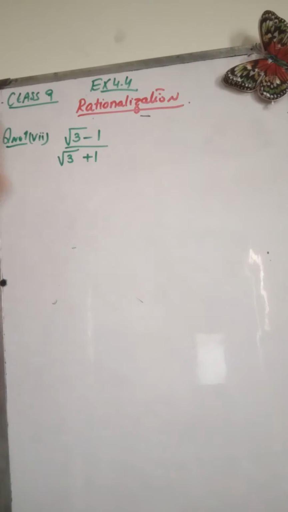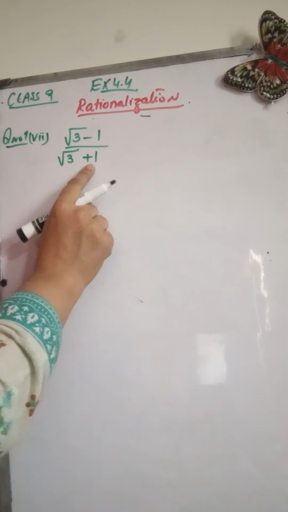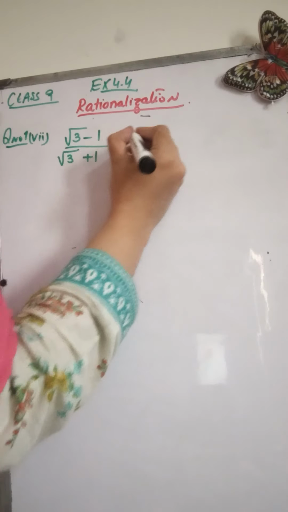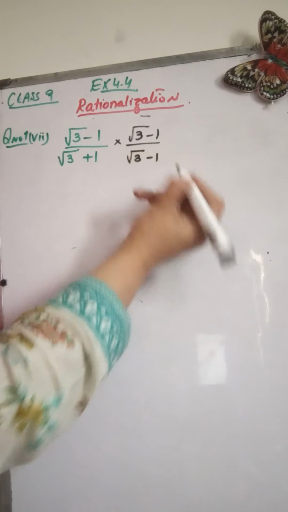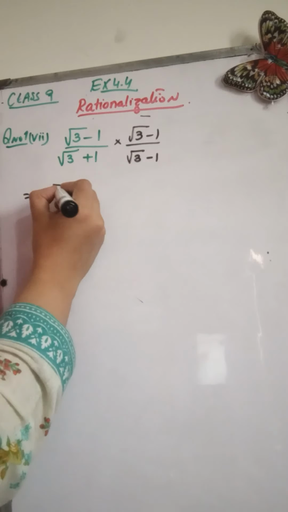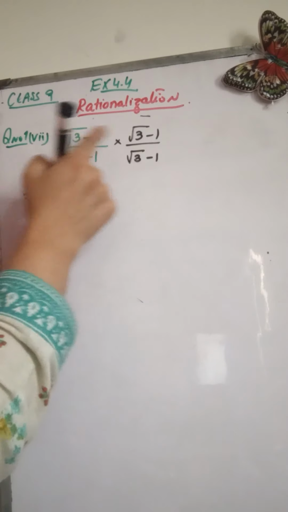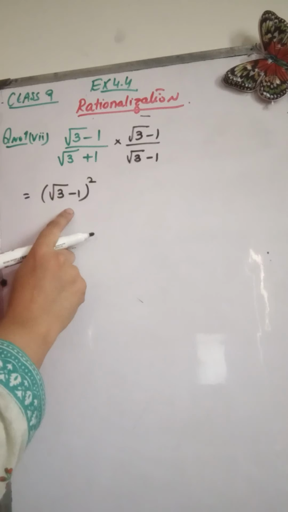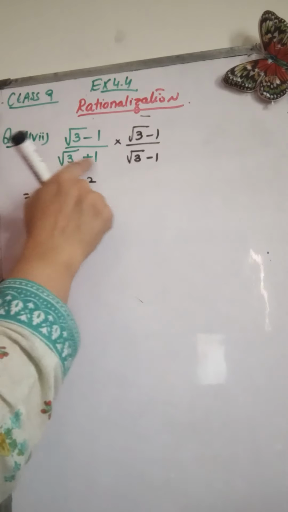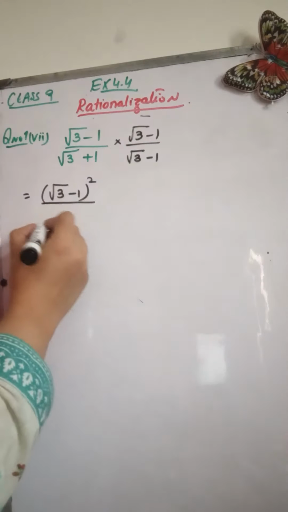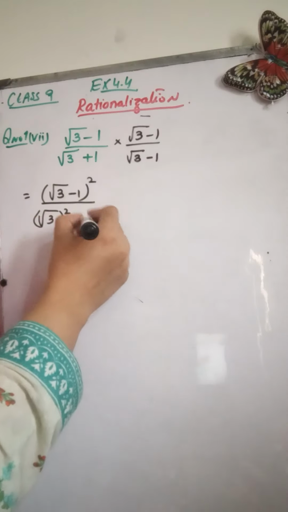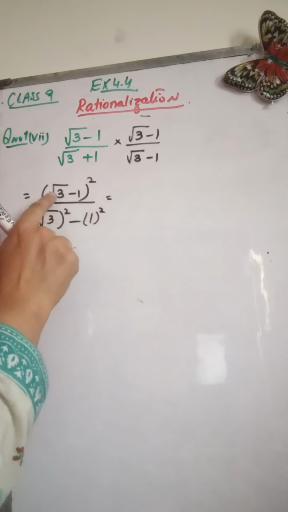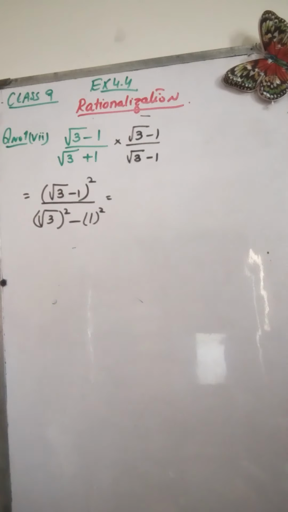So the procedure is the same. You're going to find the conjugate of the denominator and multiply it with the numerator as well as the denominator, and then you are going to multiply both the numbers in the numerator. Under root 3 minus 1 into under root 3 minus 1 will be under root 3 minus 1 whole square over under root 3 plus 1 into under root 3 minus 1 will be under root 3 whole square minus 1 square. This will be equal to, by applying the formula, a minus b whole square.